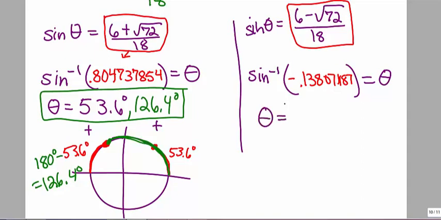And remember that your calculator is going to give you a negative value, so that's to be expected. The inverse function, if you put a negative sine value in, it's going to give you a negative angle out for that sine inverse function. So it's going to give us a negative angle from quadrant 4. So we're going to get negative 7 point, and let's round to the nearest tenth, negative 7.9 degrees.